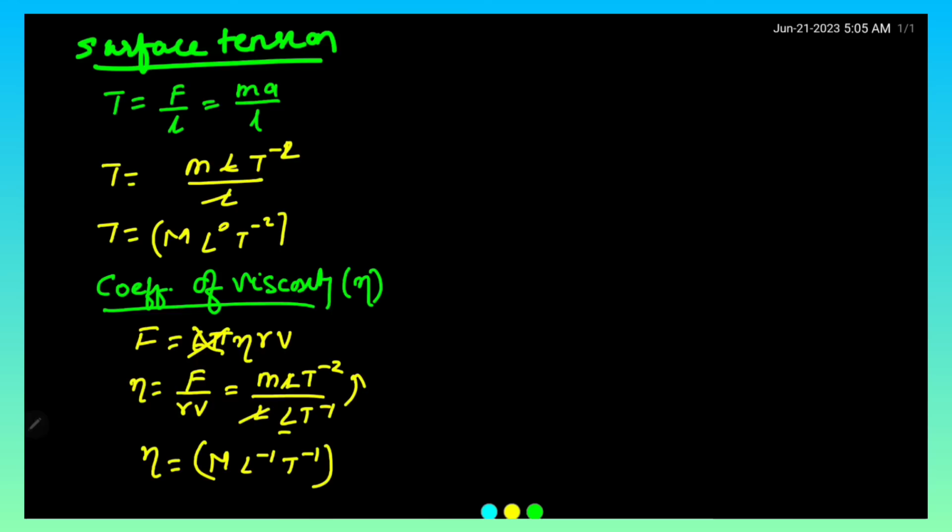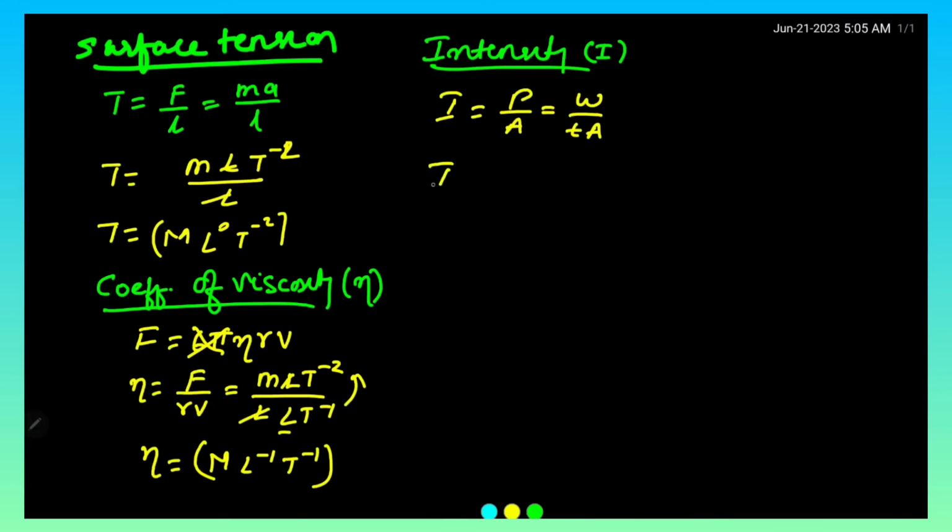Next we shall discuss the dimensional formula for intensity. What is the dimensional formula for intensity, I? We all know that intensity is nothing but power by area, and power is nothing but work by time by area. The dimensional formula of work is force into displacement, which is mass into acceleration into displacement.